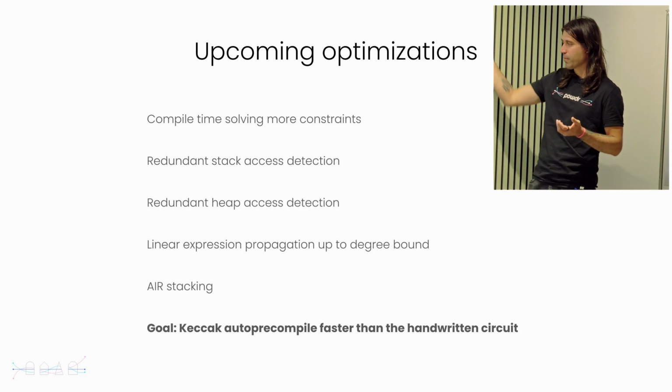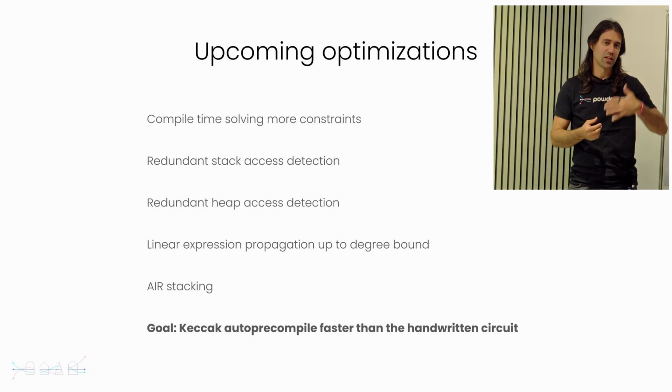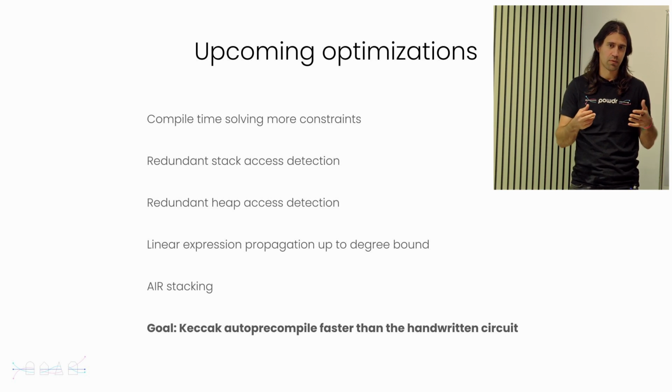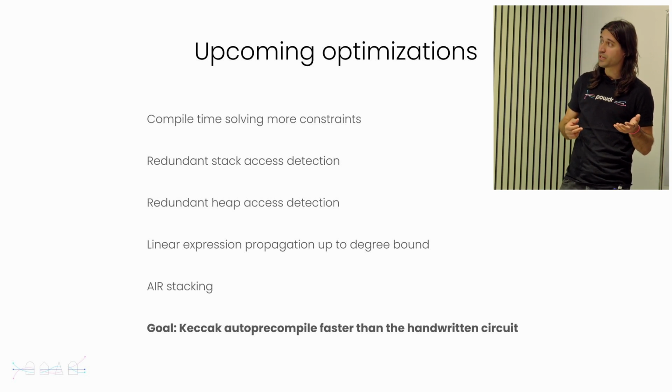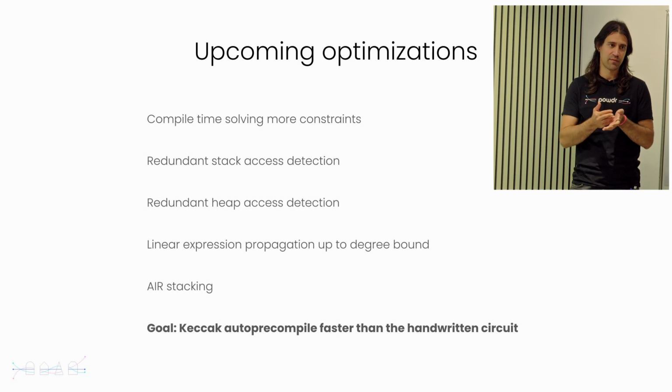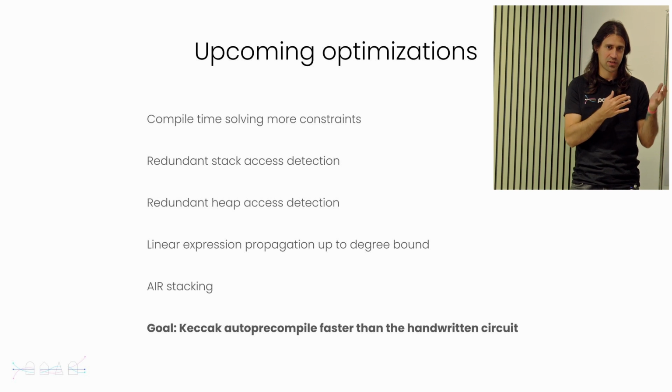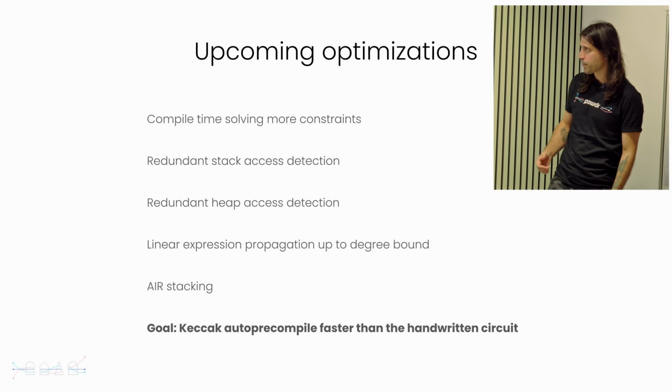Propagating linear expressions up to the degree bound. This is a niche thing, but if you have a lot of constraints that are linear or quadratic, usually the proof systems that these ZK VMs use accept up to cubic constraints, for example. So if you're not using cubic constraints, you're kind of missing out, because you could inline some of these expressions to end up with cubic constraints and remove columns in the process.